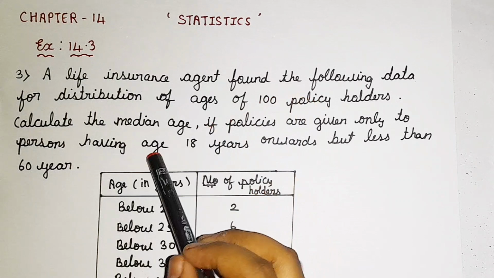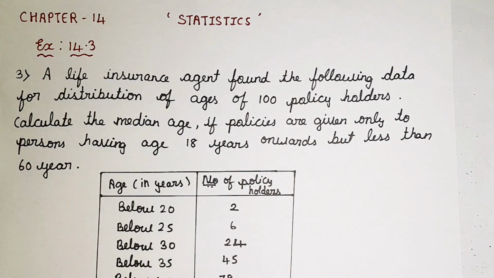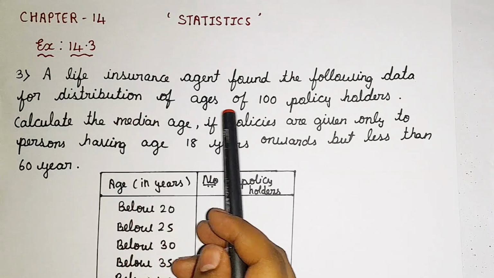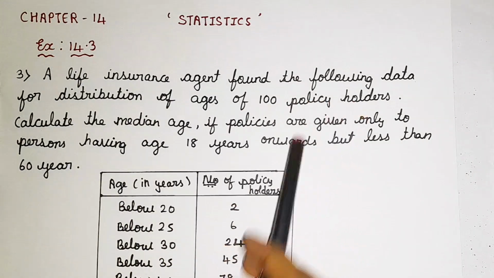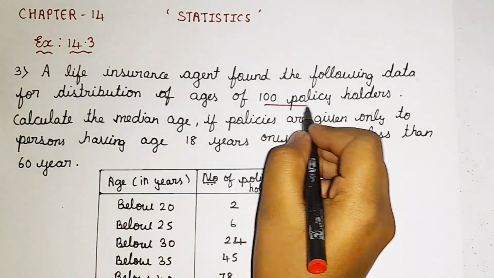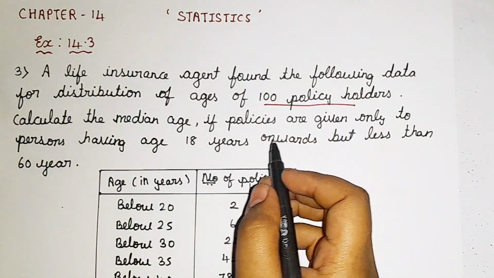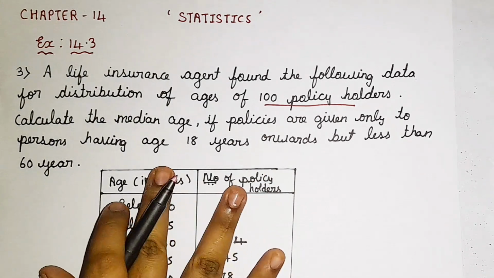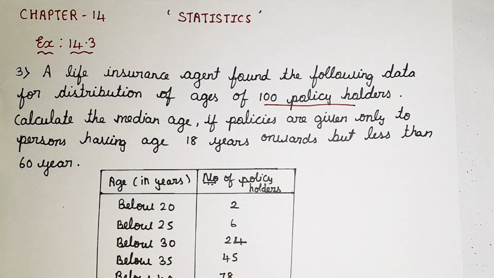So he just wrote the following data. Okay, so he just found the following data for distribution of ages of 100 policy holders. So what is the meaning of that? So the meaning for this question is there are 100 people. 100 policy holders means there are 100 people, people's age which is found in this table, which is represented in this table, okay, in this data.